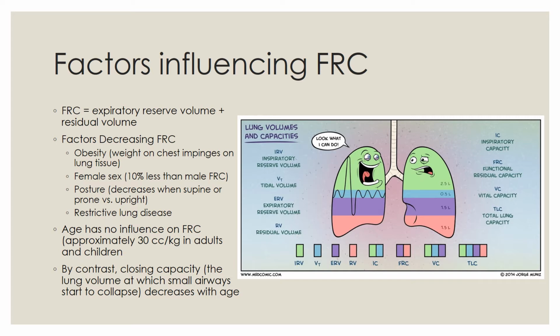So some things that decrease FRC, obesity decreases FRC because of the weight on the chest pushing down on the lung tissue. Females tend to have a slightly lower FRC than males, about 10%. Posture changes FRC, so when you're supine or prone, your FRC is lower than if you're upright. And then restrictive lung disease also decreases FRC. I think the key aspect of this question was that age really has no influence on FRC. It's about 30 cc's per kilogram in both adults and children.